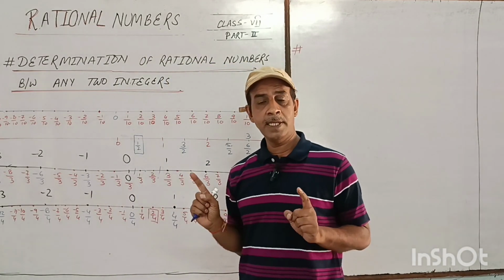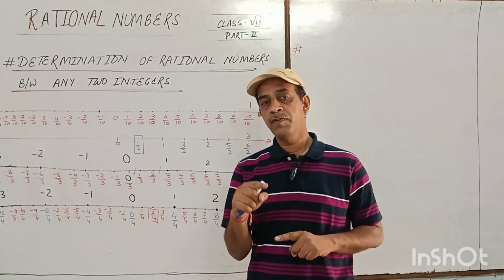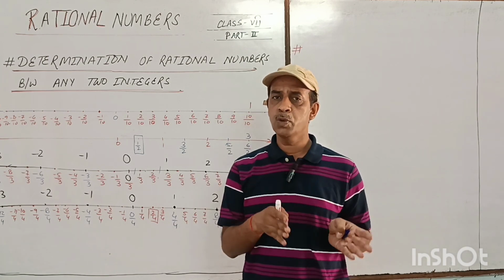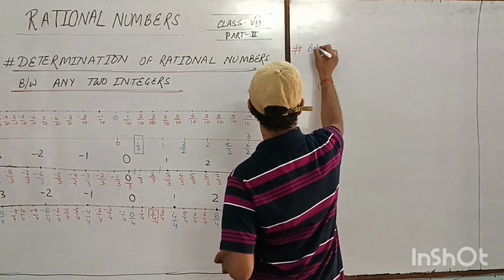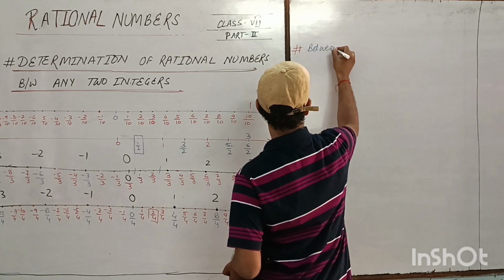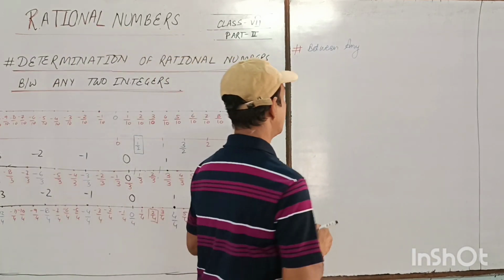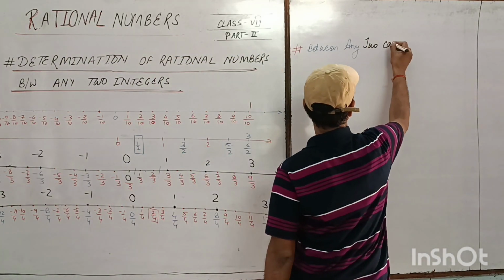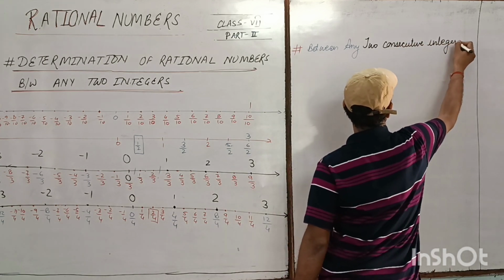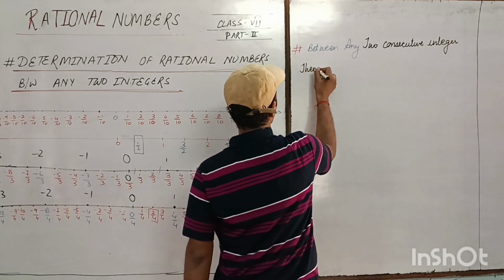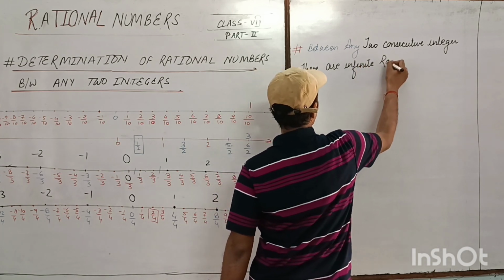Now in this video we are discussing the rational numbers between two integers. We will also be discussing the rational numbers between two rational numbers. Now you must have got an idea. In this case, what can you say? Between any two rational numbers, any two integers, consecutive also, there are infinite rational numbers.